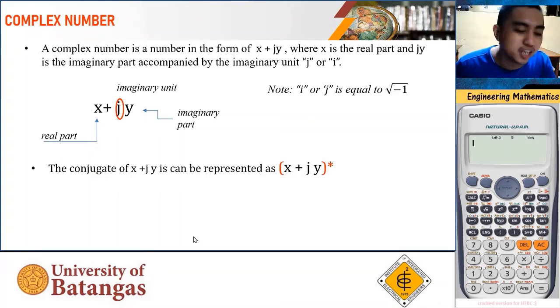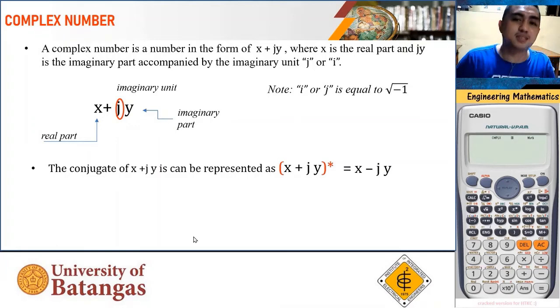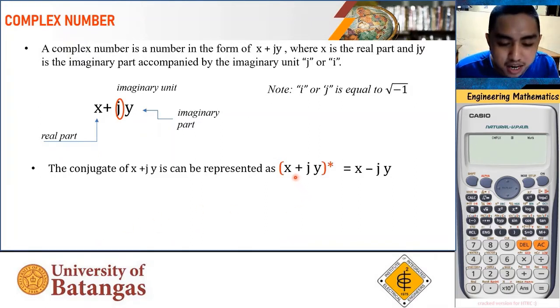Okay, paano naman kapag sinabi natin na conjugate of x plus jy? So yung conjugate ng x plus jy can be represented as quantity of x plus jy, then meron siyang asterisk sa ibabaw. So ano ba yun? Anong ibig sabihin ng conjugate? Kapag kinonjugate natin yung x plus jy, ang magiging sagot natin dyan is x minus jy. Anong nangyari dyan, yung ating sign dito na positive ay nagbago.